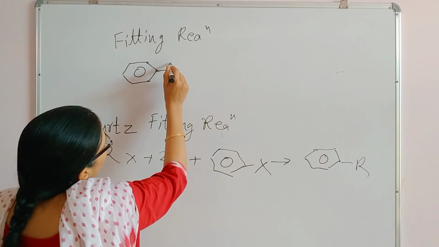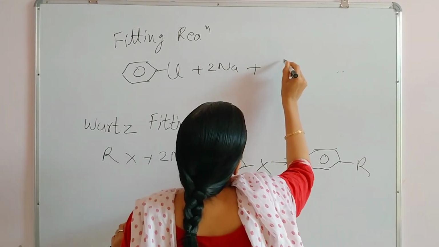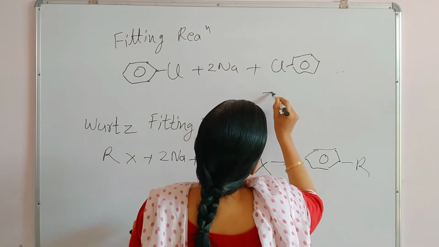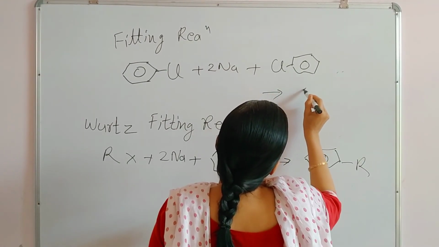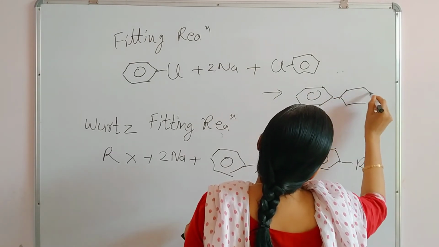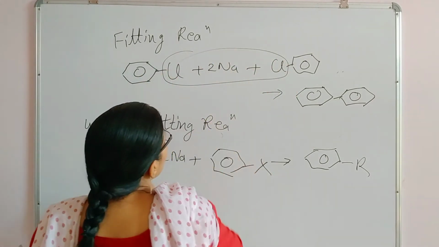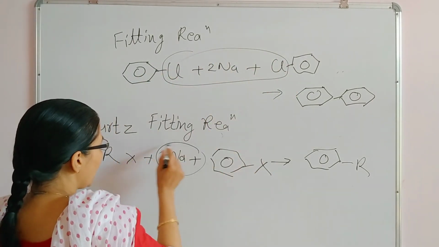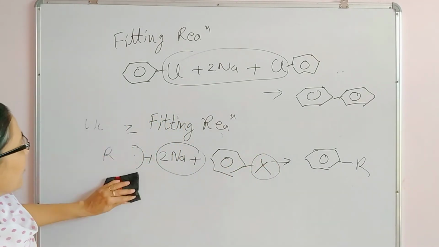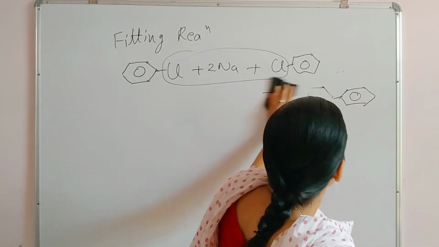You will take chlorobenzene plus twice Na plus one more chlorobenzene, and there will be formation of one benzene ring and another benzene ring, diphenyl. The compound name is diphenyl. Twice NaCl will remove. Here also twice Na and halogen will remove. So these are some more reactions. Now our next topic is some important compounds of haloalkane.